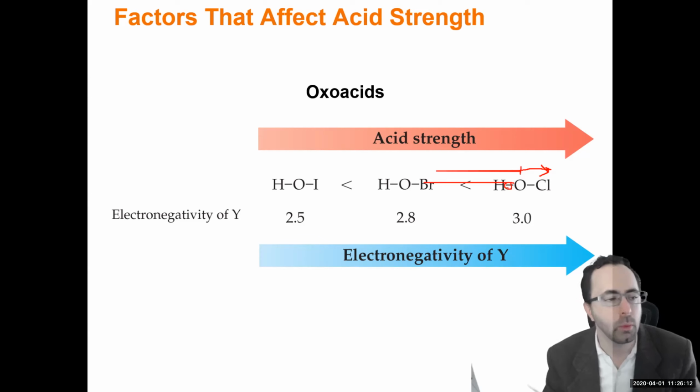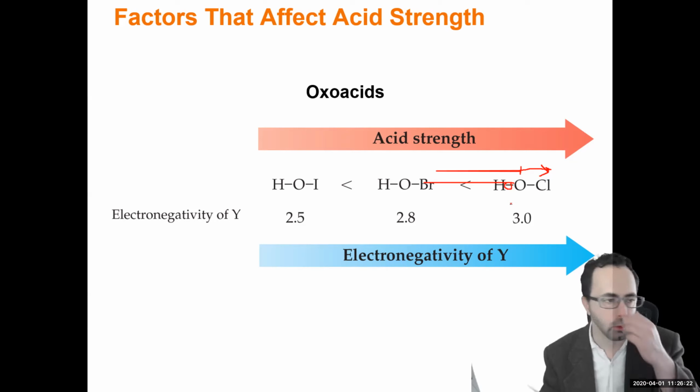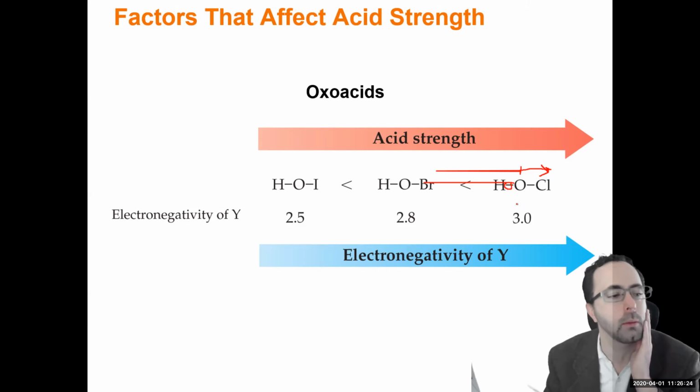But anyway, it's weakening this bond between the hydrogen and oxygen because the chlorine is pulling quite hard on the electrons in this bond here. This is called the inductive effect. And you'll talk a lot about that if you take organic chemistry. So the result is that the oxo acid with the chlorine in it, the hypochlorous acid, is a stronger acid than the hypobromous acid, which is a stronger acid than the hypoiodous acid. And this is because the stronger pull of the chlorine is weakening this bond here. And so it's easier for the hydrogen to come off.